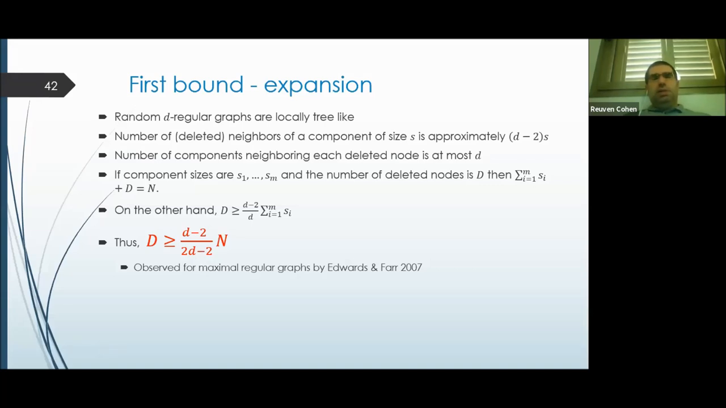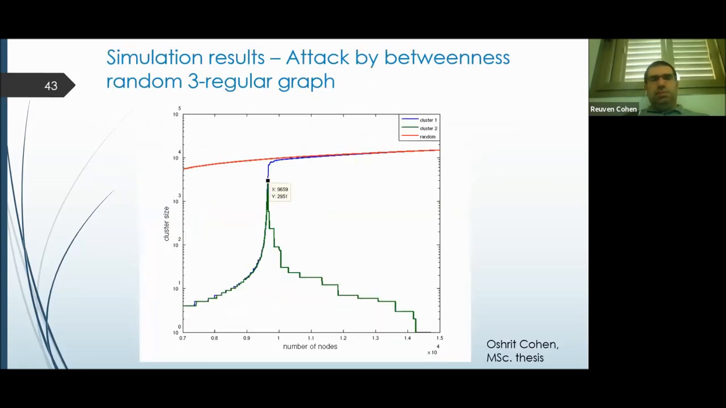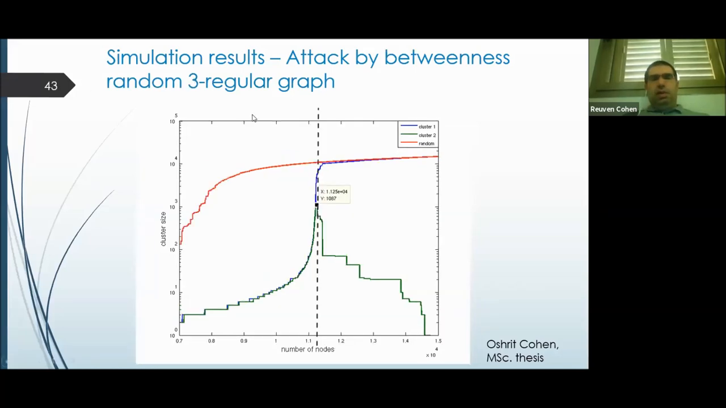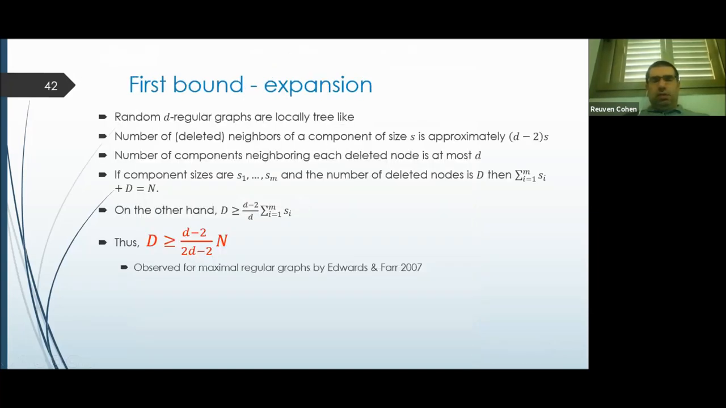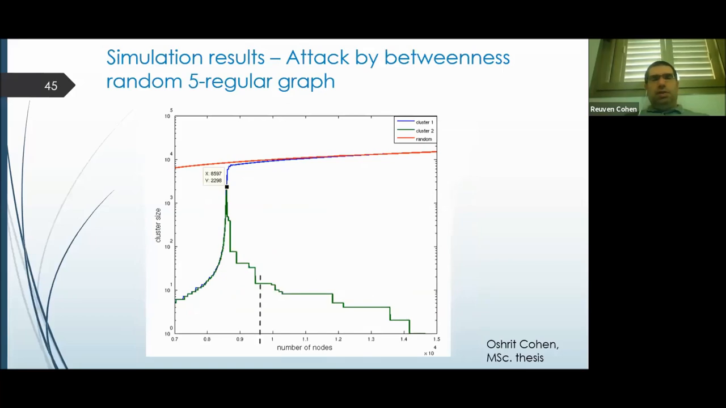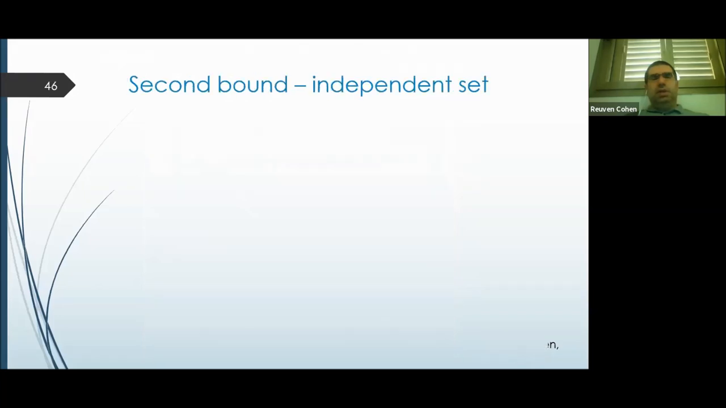This is still much better than 1/2 that is obtained if we remove them randomly, but this is still a finite fraction of the population, and this means that I cannot immunize the network without removing many nodes. So here are some experimental results. For a three regular graph, you can see that this matches exactly this bound. And for a higher degree, there is already a gap between this bound and the exact result.